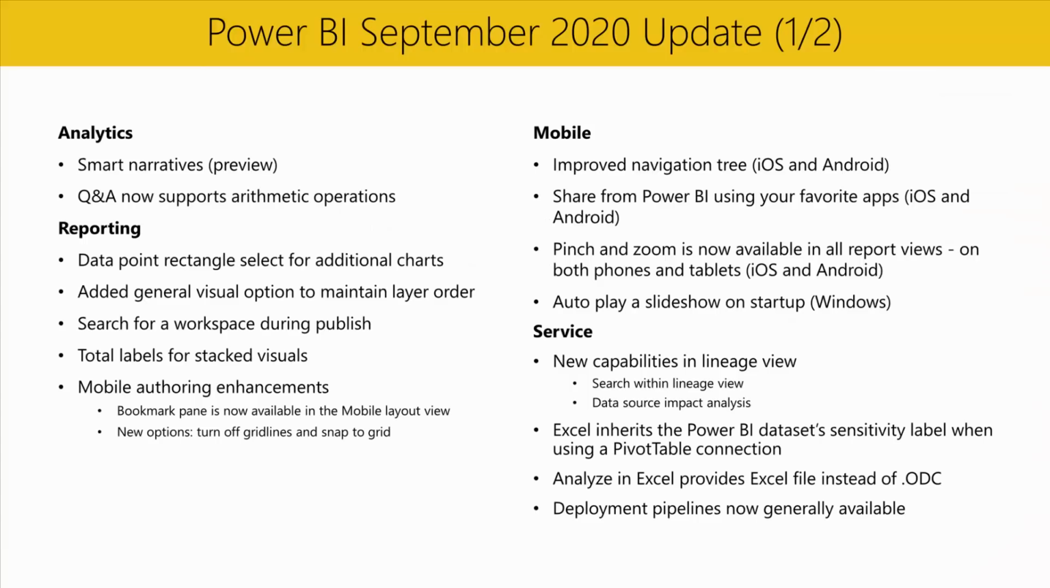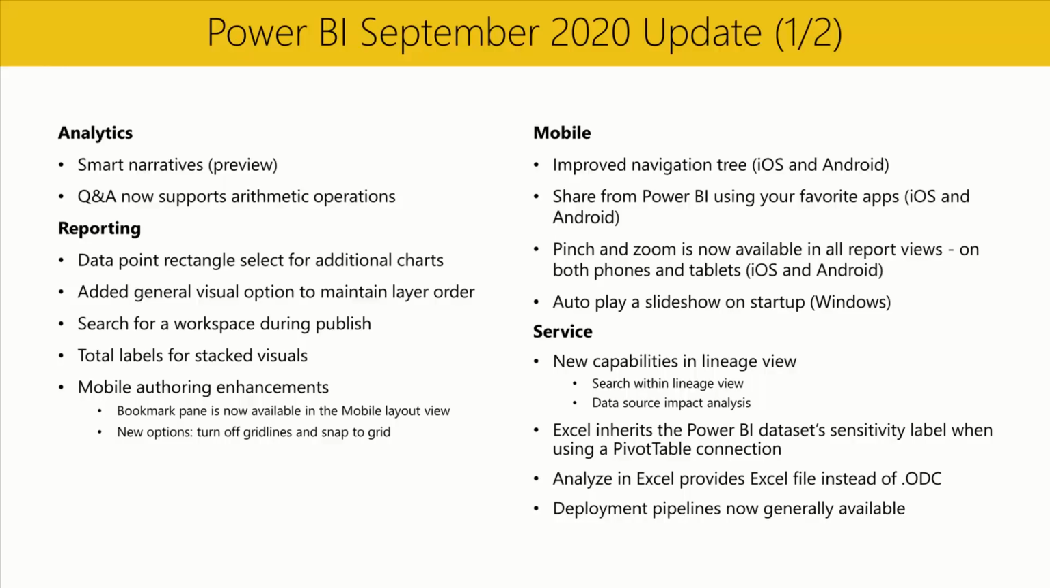We are also introducing 2 enhancements to the mobile authoring experience. First, in Mobile Layout View, you will now be able to open the bookmark pane and select a bookmark to see how it impacts the report in Mobile View. And second, we've added 2 options to the ribbon to remove grid lines and snap to grid. Now you can turn off grid lines if you want to see how the report would look on the canvas of a real phone. And you can ensure pixel-perfect positioning for your visuals by turning off snap to grid.